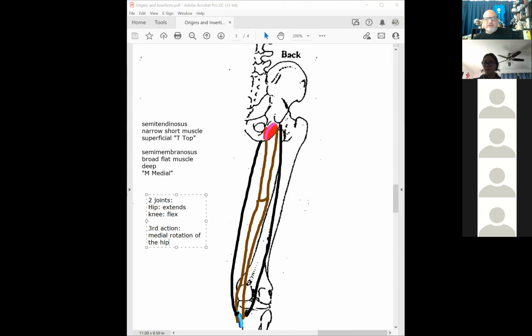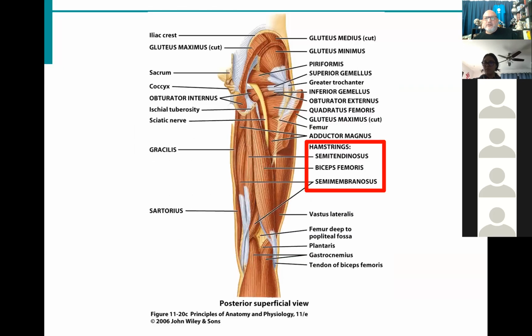Notice if we look at the picture from your textbook, here we see again this narrow, superficial muscle on top. This narrow superficial muscle on top is the semitendinosus. The wider, deeper muscle that we see here, and again, because it's wider, it comes out here. We see it this way as well. That wider muscle that is underneath the semitendinosus is the semimembranosus.